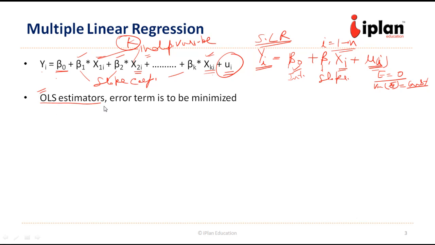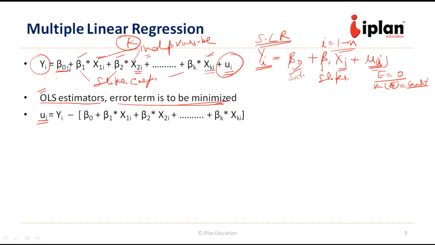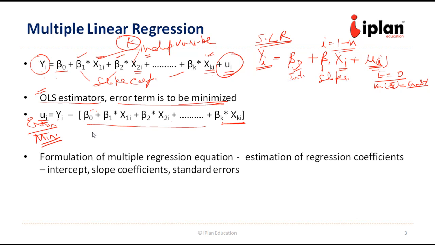Again, we have ordinary least square estimators where the error term has to be minimized. By minimizing the error term, we can find out these coefficients. So if we calculate the error term, we can have yi, and the rest of the formula can move to the left hand side, and it will be yi minus (beta naught plus beta 1 x1i plus beta 2 x2i and so on up to k independent variables). So this is the error term which needs to be minimized, and while minimizing that using the OLS method, we will get these regression coefficients. So now we can formulate the multiple regression equation on the same lines.